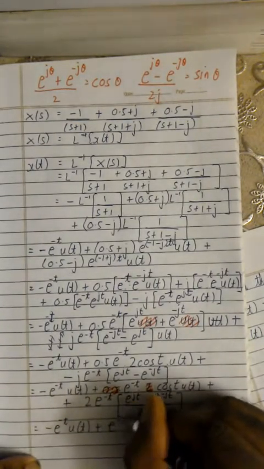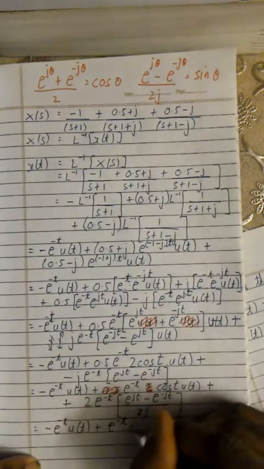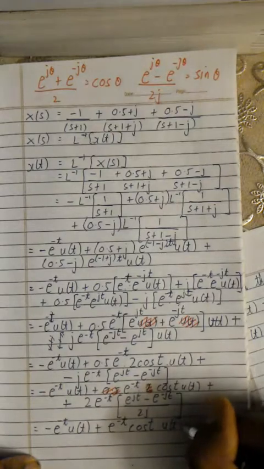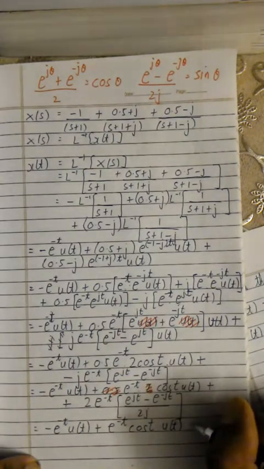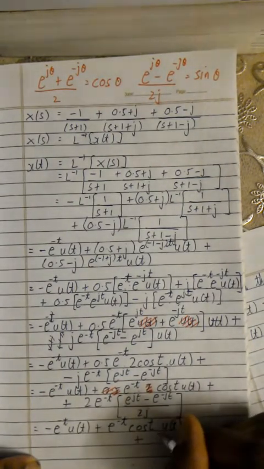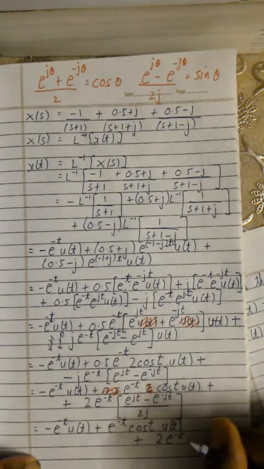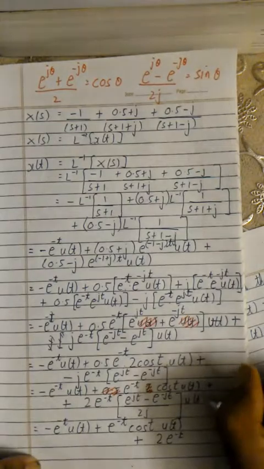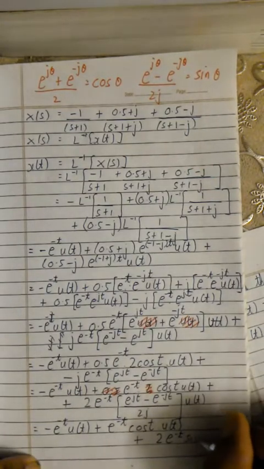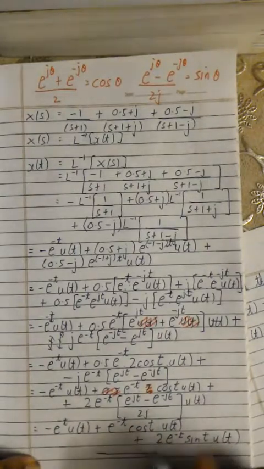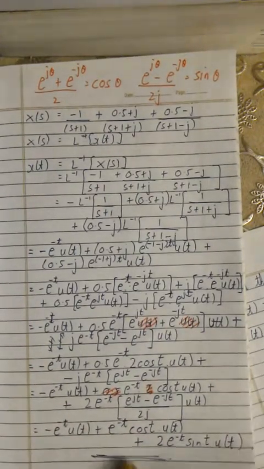So your answer is minus e^(-t) u(t) plus e^(-t) cos t u(t) plus 2 into e^(-t) sin t u(t). Okay, so this is your answer.